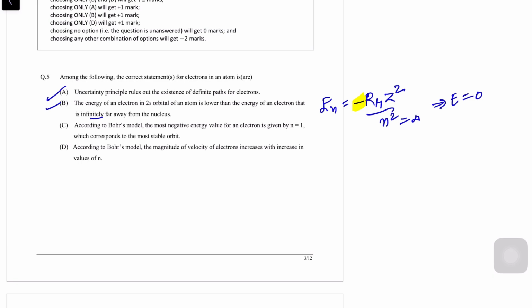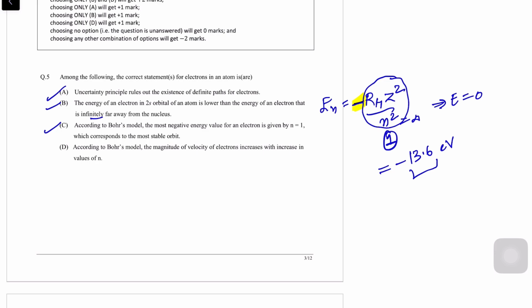According to Bohr's model, the most negative energy value for an electron is given by n equal to 1. Correct, right? Because the magnitude of energy is inversely proportional to n squared, and there is a negative sign. So if n is 1, this number is going to be largest, and due to the negative sign, it is going to be most negative. We know that for the hydrogen atom, the ground state energy is minus 13.6 electron volt, which is highest in magnitude, or you can say most negative. So option C is also correct.